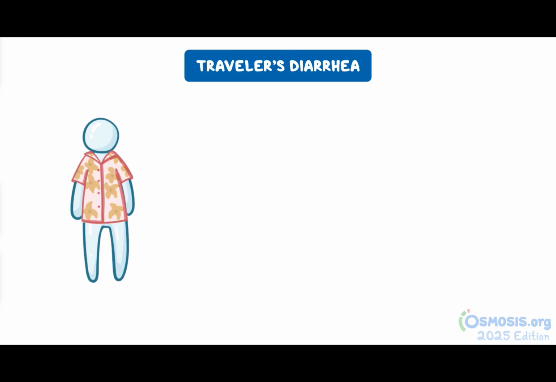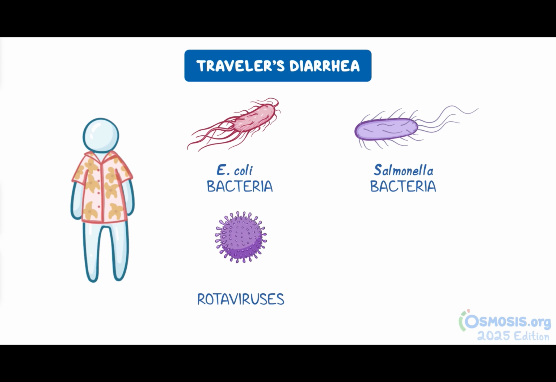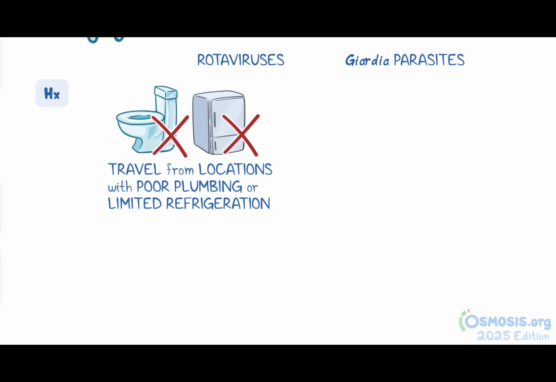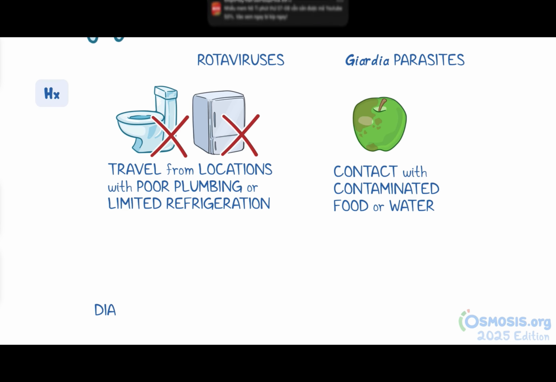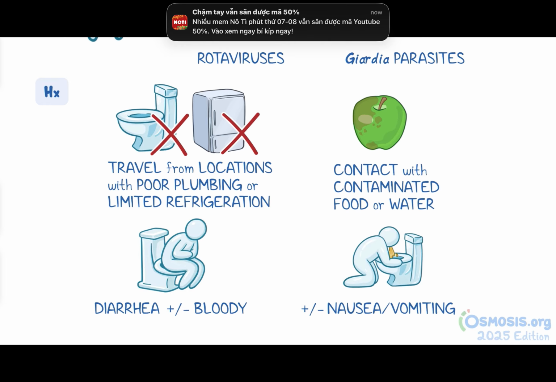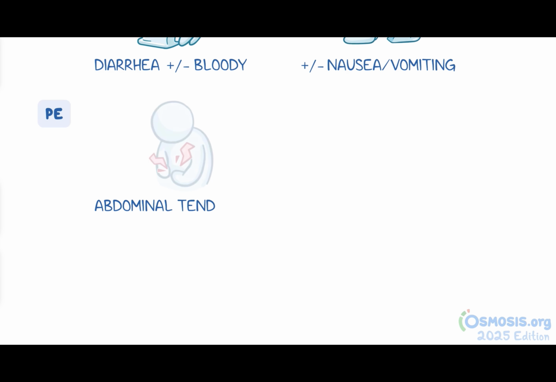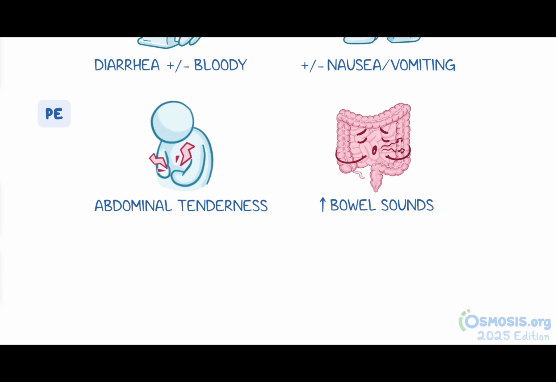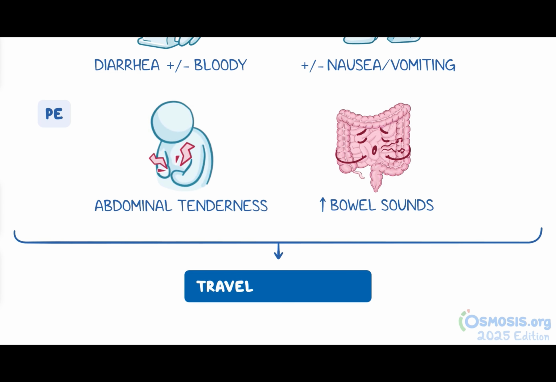Finally, let's discuss traveler's diarrhea, which is most commonly caused by Escherichia coli or Salmonella bacteria, rotaviruses, and Giardia parasites. These patients have a history of recent travel from locations with poor plumbing or limited refrigeration, as well as contact with contaminated food or water. They will report diarrhea that might be bloody, along with possible nausea and vomiting. Exam may reveal abdominal tenderness and increased bowel sounds. With these findings, diagnose traveler's diarrhea.